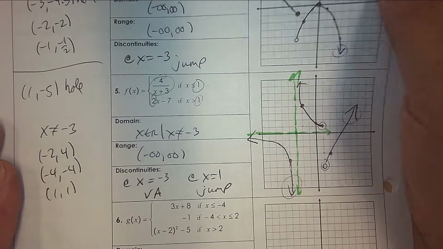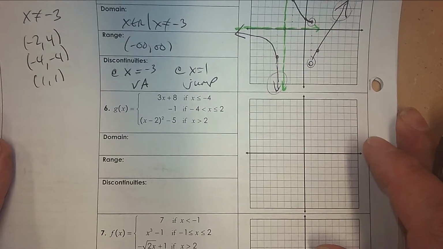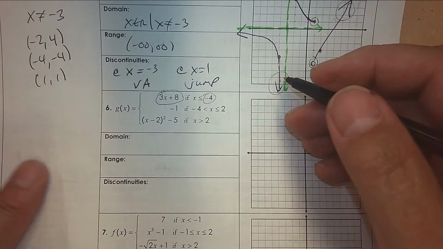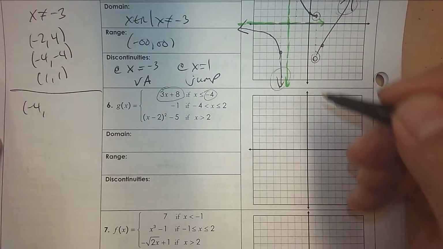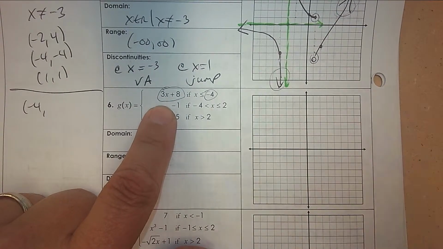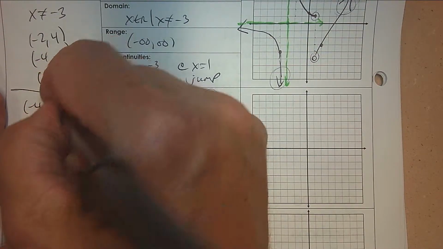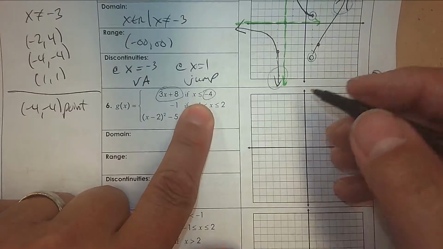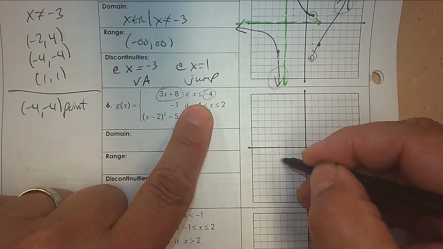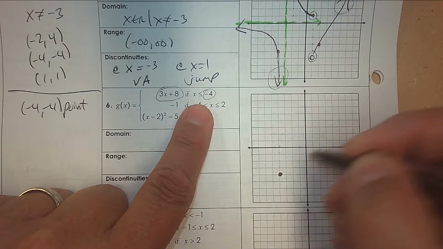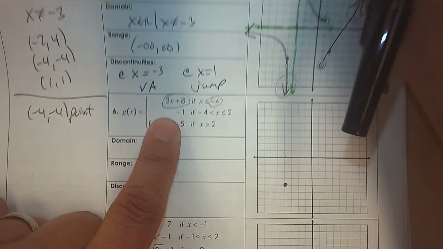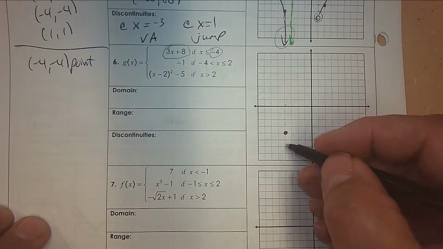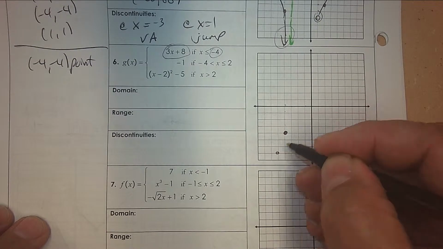Number 6, 3 pieces. So we'll try to make it simple. The top piece is a line, and it starts at -4. So I'm going to plug -4 into the top piece. 3 times -4, that's -12, plus 8, that's -4. So I'm going to start there, and it's a point. It is not a hole because of the line underneath the arrow. So at -4 and -4, we have a point. And it's a line, and the slope of the line is 3. Now, if I go up 3 and over 1, I'm going to the right, but I'm going to the left with this line. So I'm going to count down 3 and to the left 1, and then draw my line there.